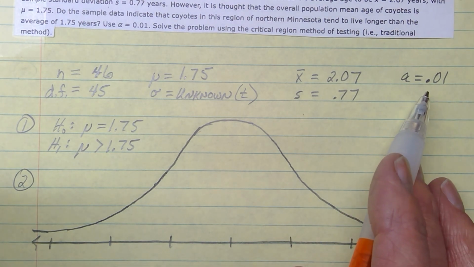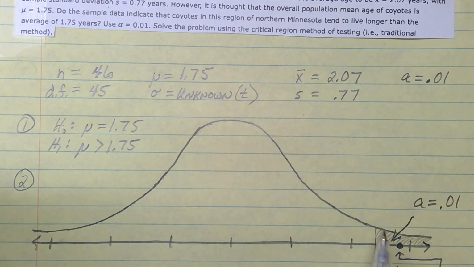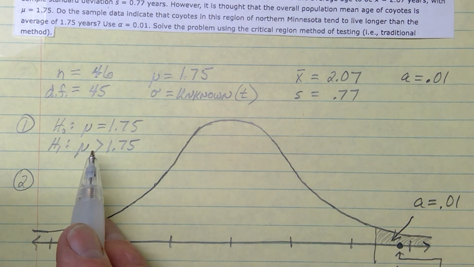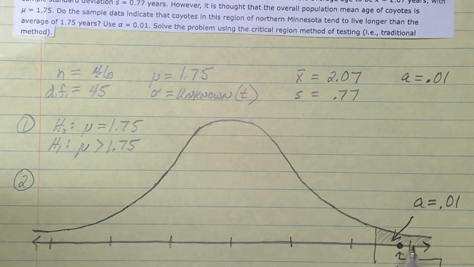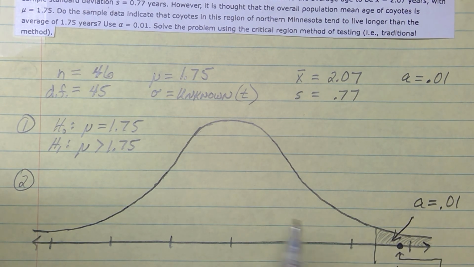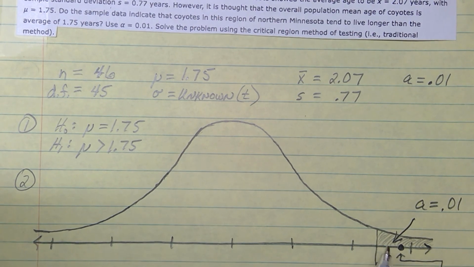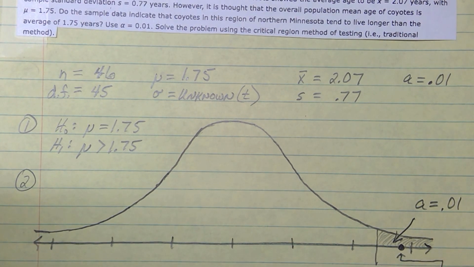All right, I want a 1% significance level. That means I need to shade to the right, because the greater than is over here on the right side. I need to shade 1% of the curve. That means there's 99% of the curve here in the white, and there's only 1% here in the tail. And I got to figure out exactly where to draw this line. You don't actually know where that line is until you look up that t number. So let's grab our table.